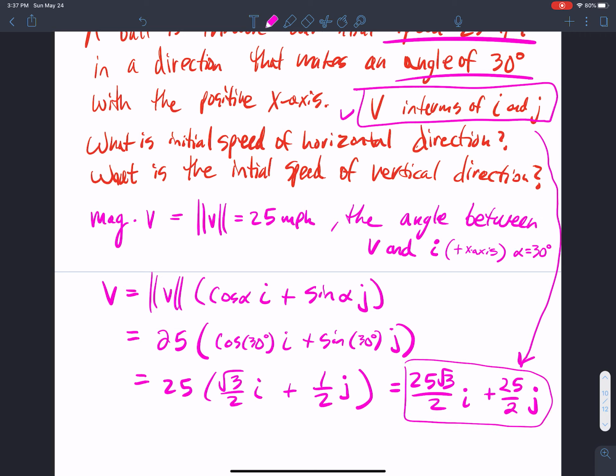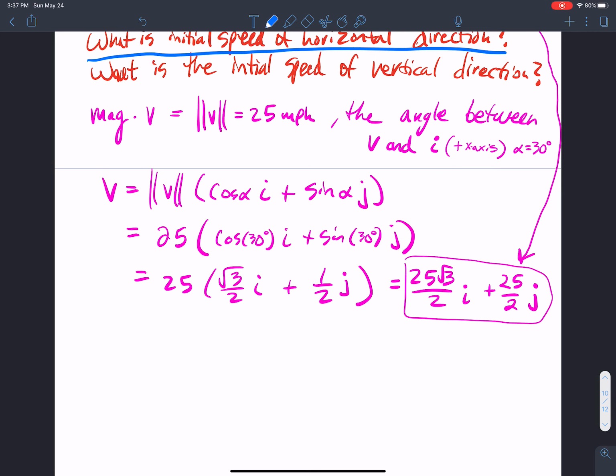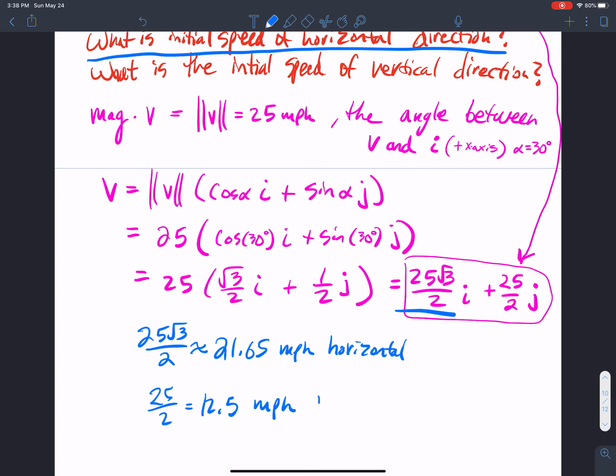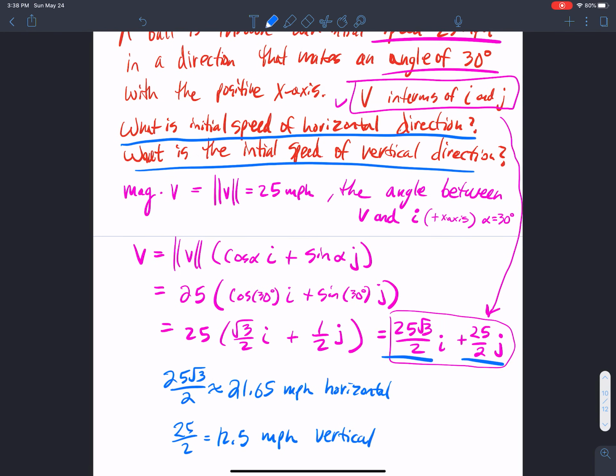Now the second part, what is the initial speed in the horizontal direction? Okay, this component is the first component, the 25 square root 3 over 2. If I type it in my calculator, that's roughly 21.65 miles per hour. Okay, what is the initial speed in the vertical? That's 25 over 2, which is 12.5 miles per hour in the vertical. Okay, so those components, those are the initial speeds.